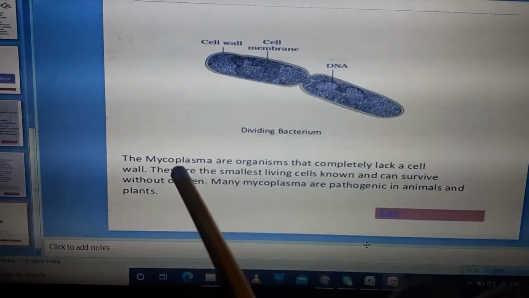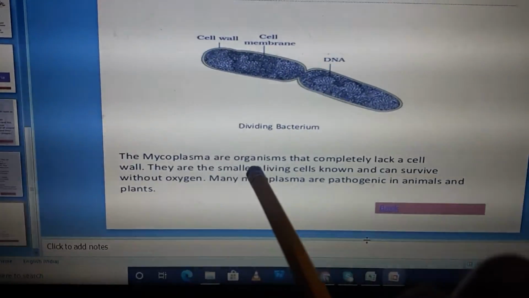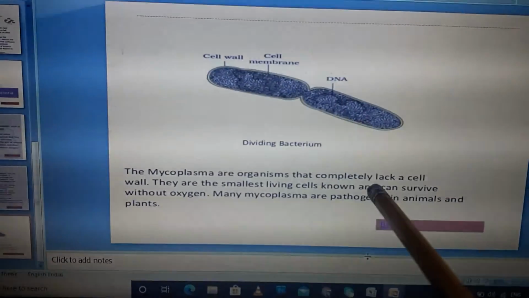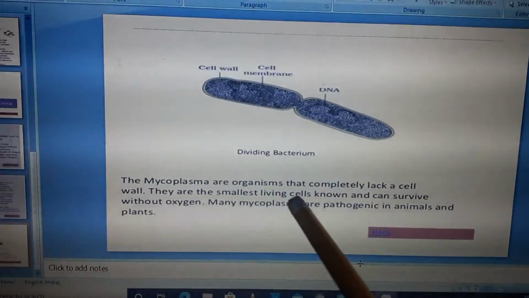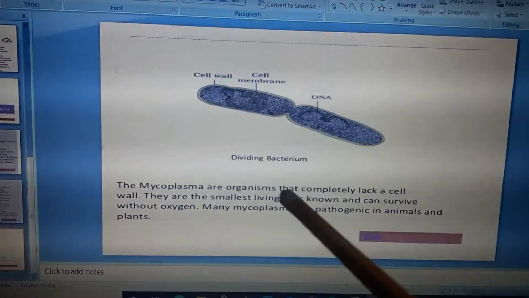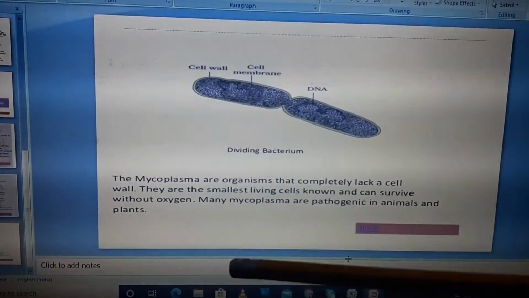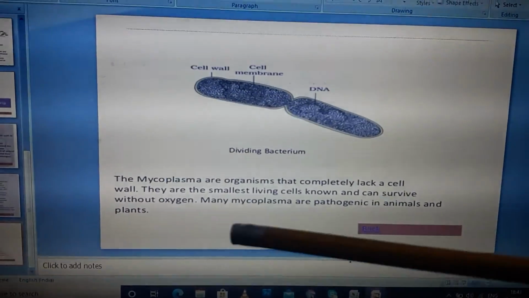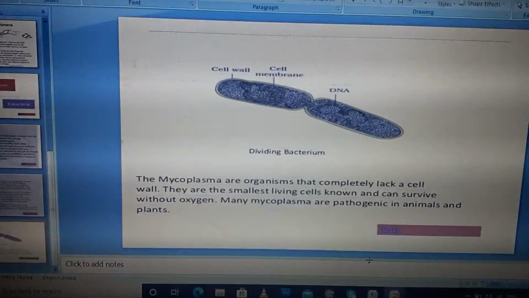We should also know Mycoplasma. It is an organism which completely lacks a cell wall. It is the smallest living cell and it can survive without oxygen. Many mycoplasma are pathogenic, that means they cause disease in animals as well as in plants.